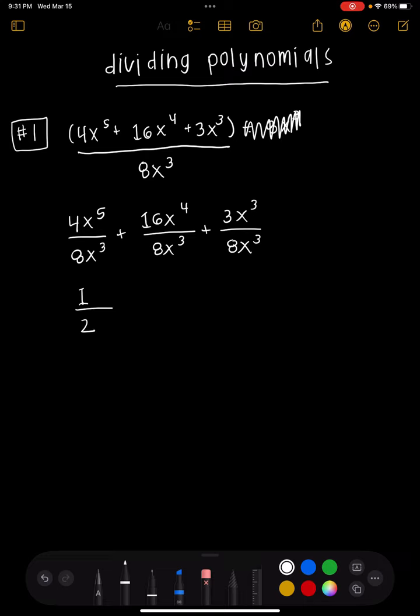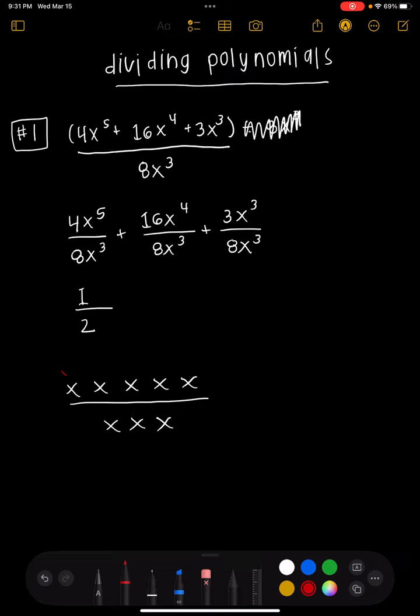Great. Now we look at the x's. On the top, we have x to the 5th, which really says that we have 5 x's, and I could write them out like 5 different x's. And on the bottom, we have x to the 3rd, which means we have 3 x's. If I have 5 x's on top and 3 x's on bottom, what we can do is simplify by canceling out an x on the top and an x on the bottom.